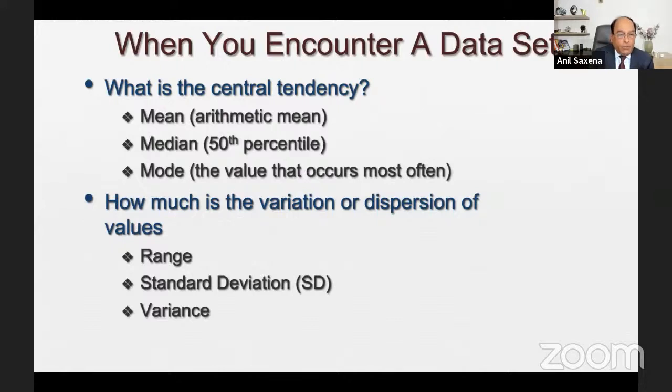Second is the median, which is the 50th percentile. I'll briefly illustrate how the median is derived. And third is the mode. Mode means the value that occurs most often.